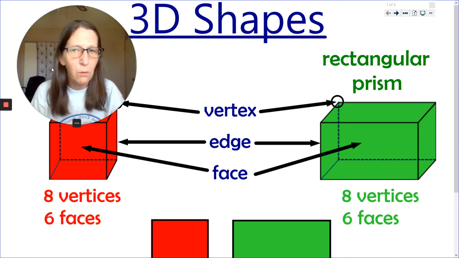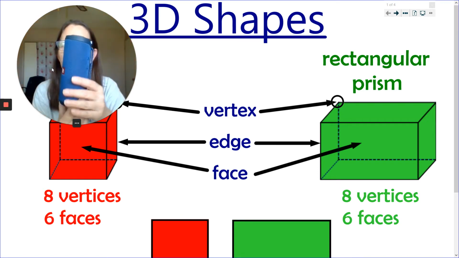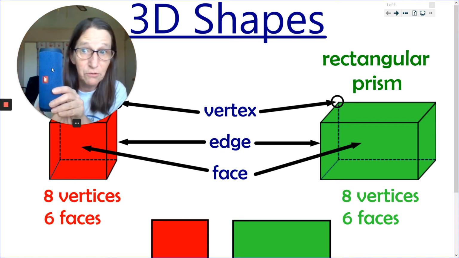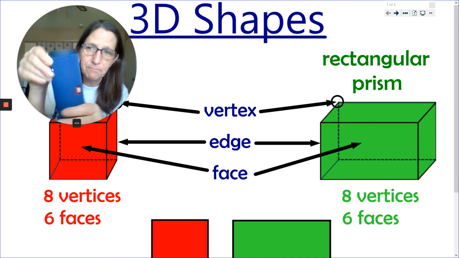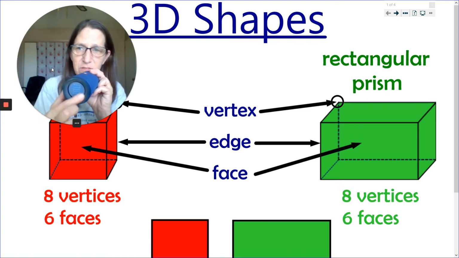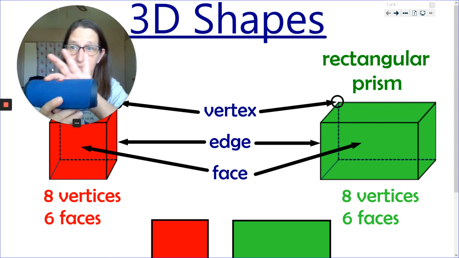So that is a cone. Now, another one that I'm going to share with you today looks like this. This is what I play our music on, by the way. But what do you notice about this shape? I want you to see on the ends. Both of the ends look like that, but the rest of it is all straight.